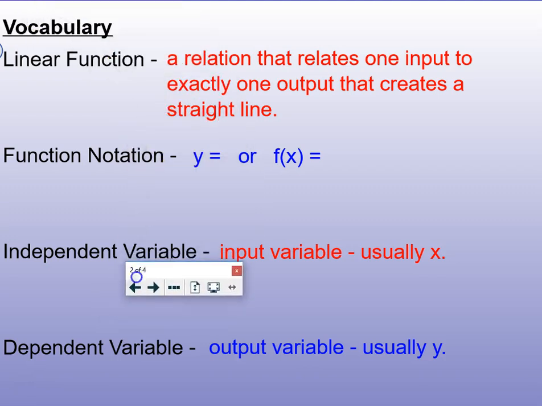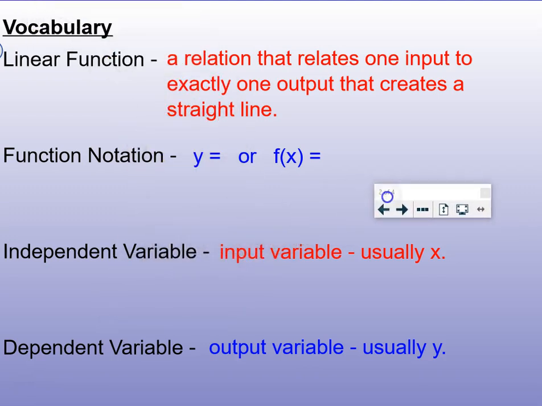First off, some vocabulary. We have linear function, a relation that relates one input to exactly one output that creates a straight line. So if something is linear, it creates a straight line.